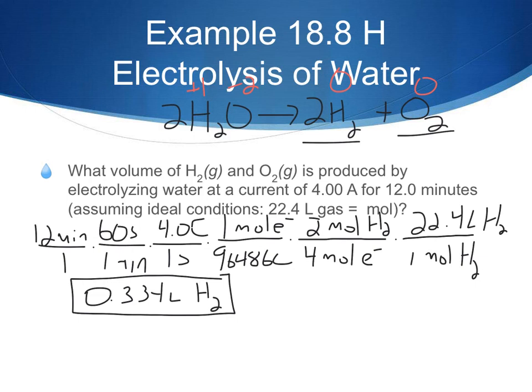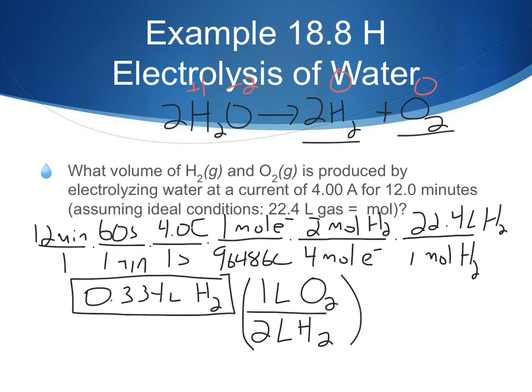Now we could do that same thing with oxygen. Obviously it cuts off halfway through and just takes it a little different way. Or we could just look at the stoichiometry. We know that for every 2 liters of hydrogen is going to give me 1 liter or 1 volume of oxygen. This is a 2:1 ratio.